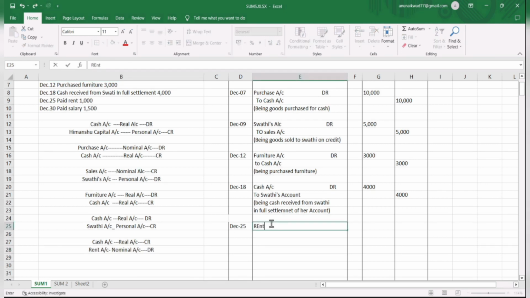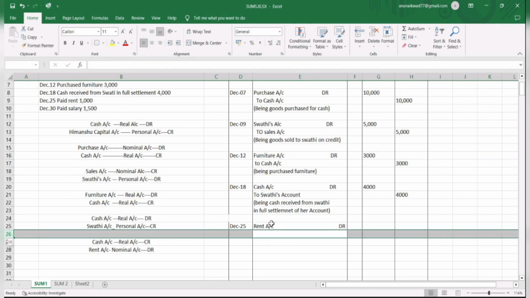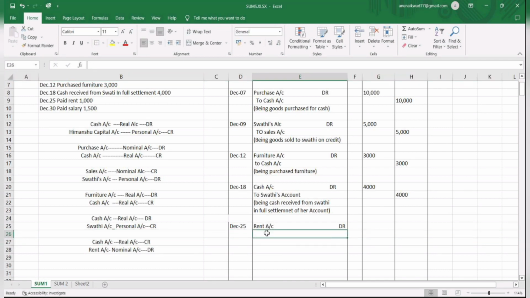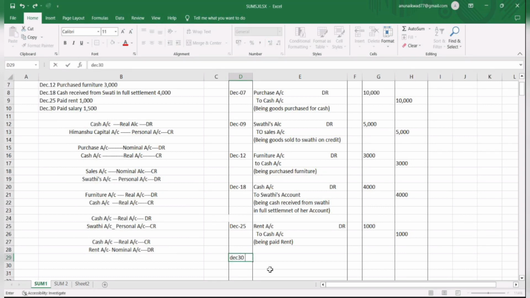So our entry will be rent account debit to cash account, debit entry is of 1,000, credit entry is of 1,000. Narration, being paid rent.